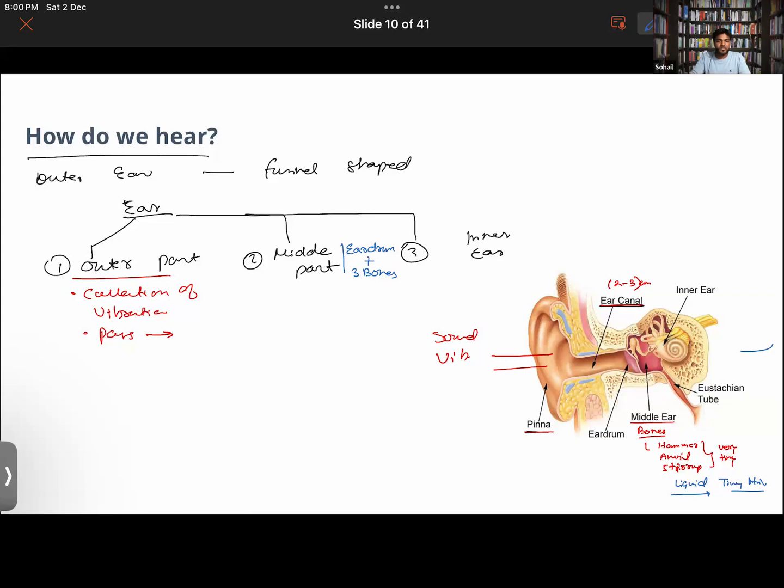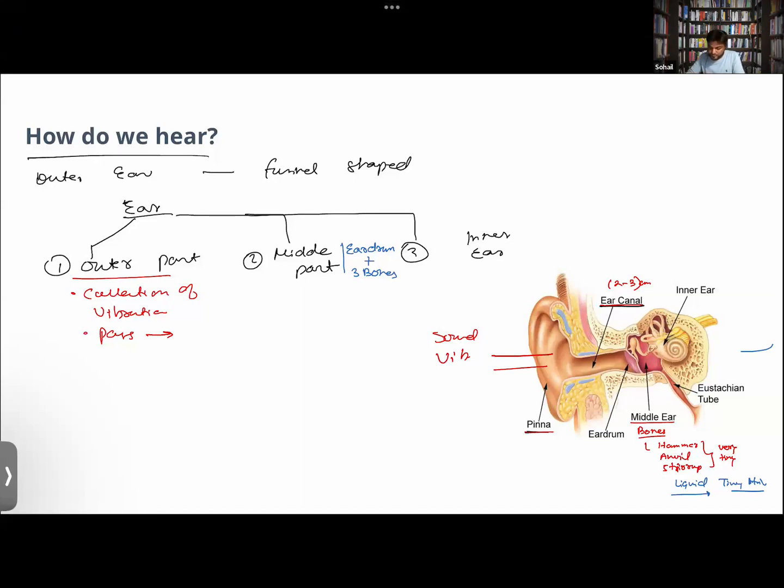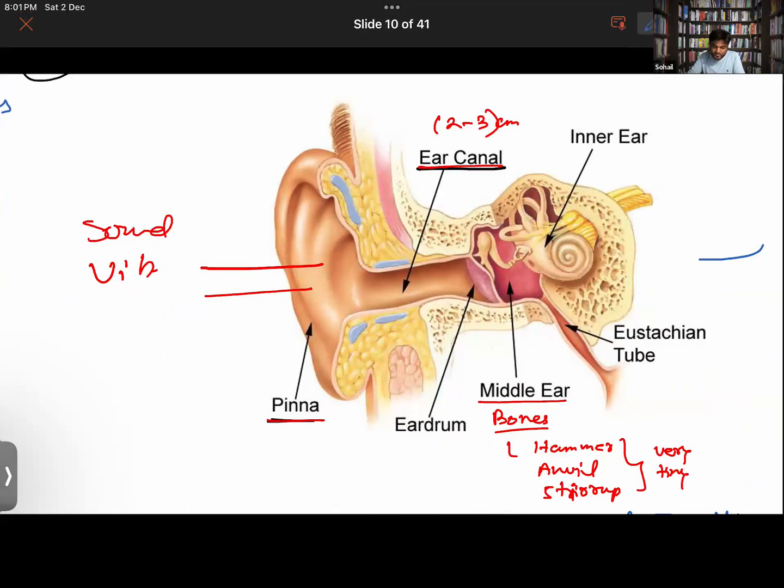As the vibrations fall upon the eardrum, it starts vibrating back and forth very rapidly. We don't get to sense it, but it actually happens. Now the vibrating eardrum will cause the small bones to vibrate. First of all, our first bone will vibrate, that is the hammer.